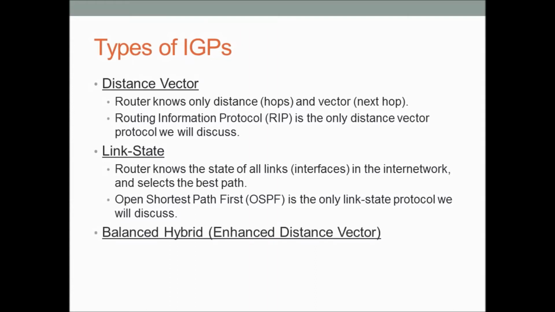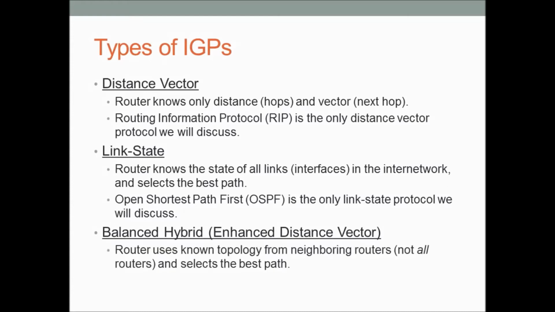And finally, we have a balanced hybrid, and I've called it enhanced distance vector, which is its truer name. The idea here is that the router uses known topology from the neighbors, not all routers, and then picks the best path based on its neighboring router only. And so the neighbor is going to summarize everything past it, and this router will summarize to its neighbors in the same fashion. EIGRP is going to be the one that we talk about that's an enhanced distance vector.